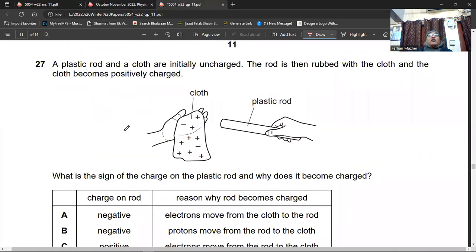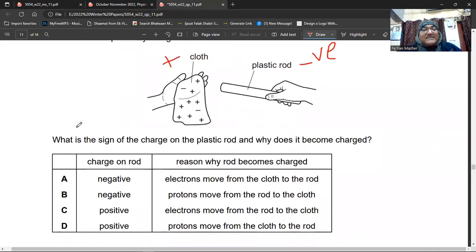He says a plastic rod and a cloth are initially uncharged. The rod is then rubbed with the cloth and the cloth becomes positively charged. So you have rubbed this plastic rod with this cloth and the cloth has become positive. If the cloth becomes positive, the rod will become negative. When you rub them with each other, electrons from the cloth transfer to the surface of the plastic rod. That's why the plastic rod becomes negative due to the excess of electrons, and the cloth, because it has lost electrons to the plastic rod, becomes positive.